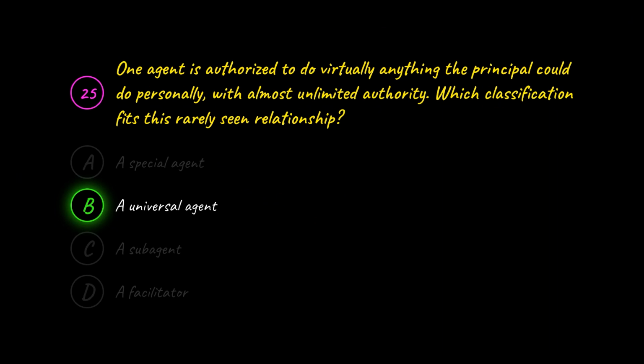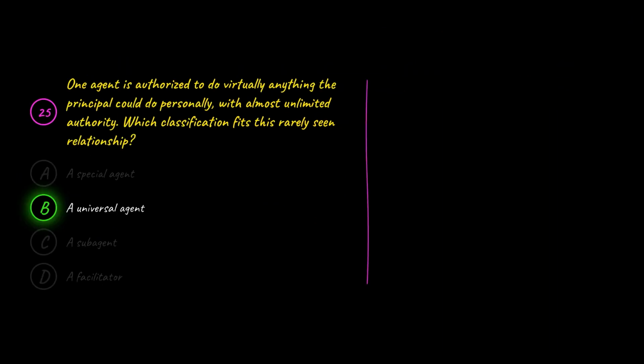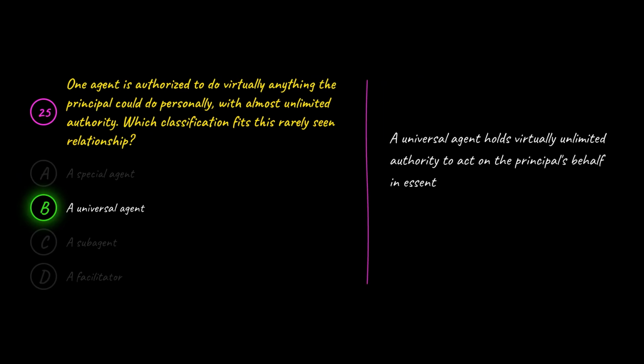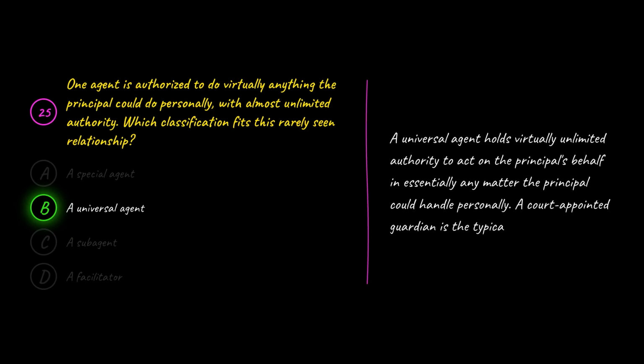The correct answer is B. A universal agent. B is correct because a universal agent holds virtually unlimited authority to act on the principal's behalf in essentially any matter the principal could handle personally. A court-appointed guardian is the typical example. It is rare in ordinary real estate.